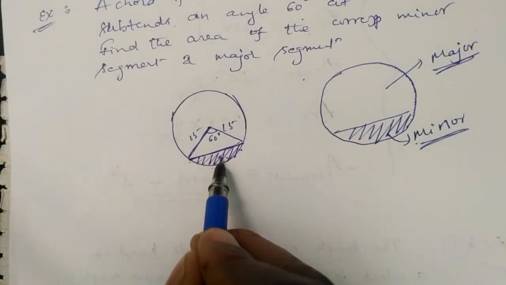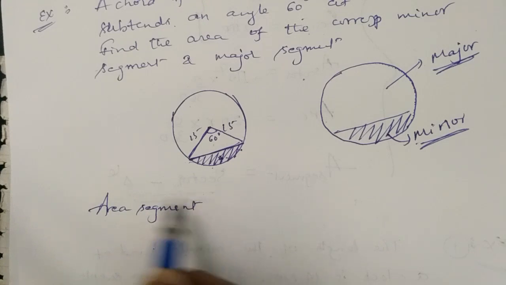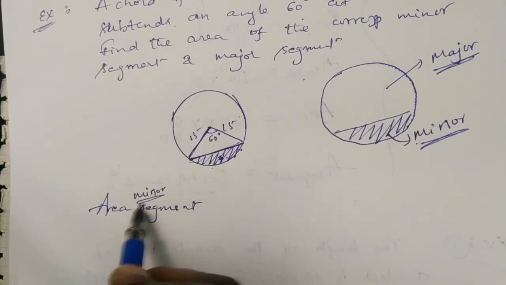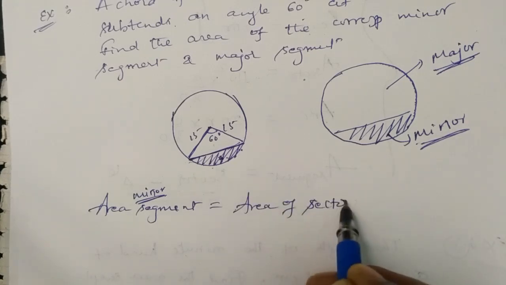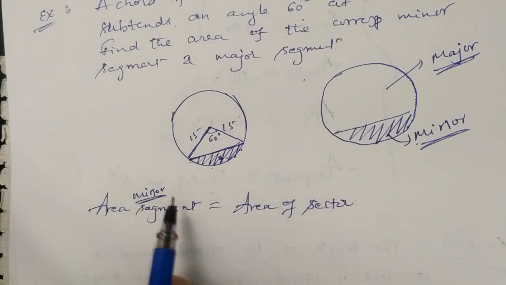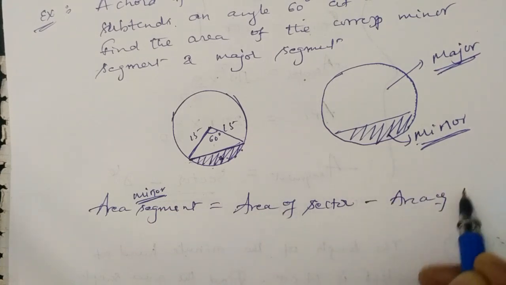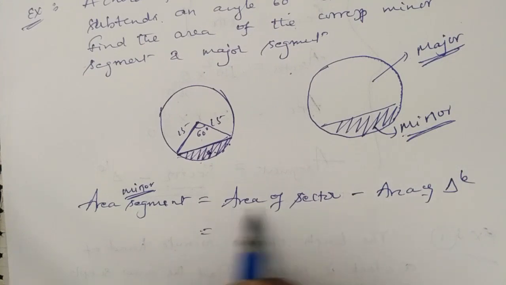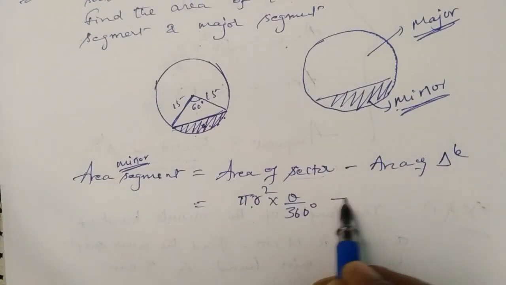To find the area of the minor segment, there is no direct formula. I repeat again: to find the area of a major or minor segment, it is nothing but area of sector minus area of triangle. Sector is a part of the circle. Circle area into its part. Its part is theta by 360. So, area of sector minus area of triangle.